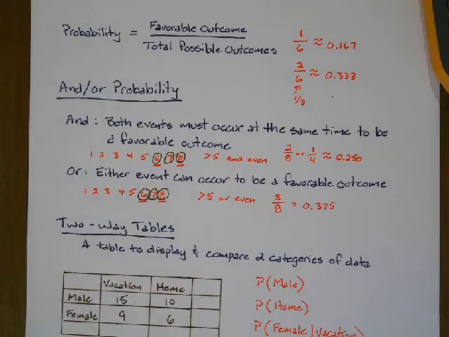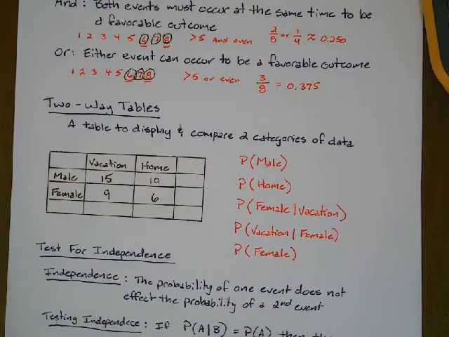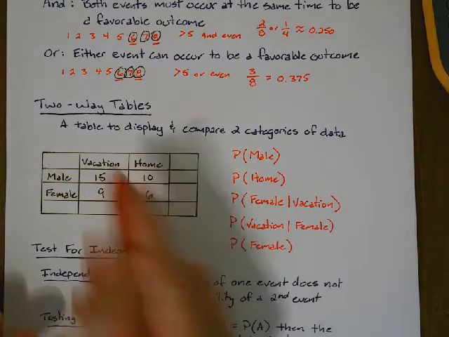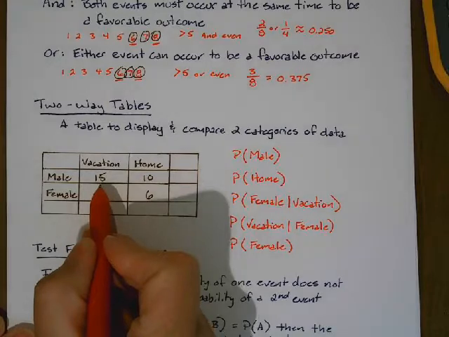All right, let's look at two-way tables now. Two-way tables is where we compare 2 different types of categories of data. Let's say that we were doing a study to find out who was going to go on vacation this summer and who was going to stay home. And we had male and female people that were taking the survey, and we're asking those males and females, are you going to go on vacation or are you going to stay home this summer?